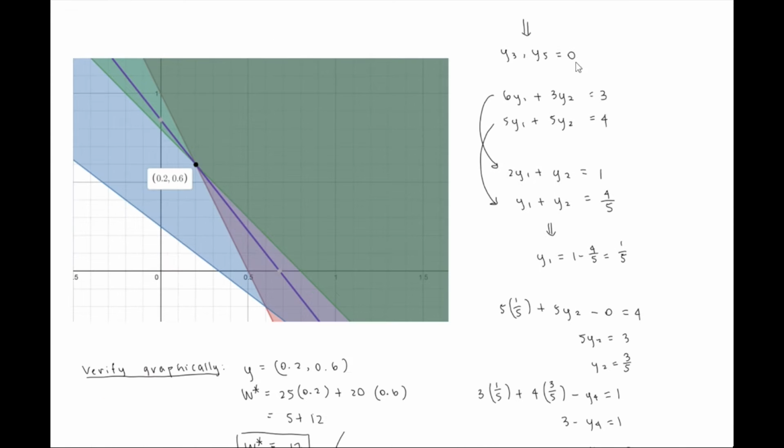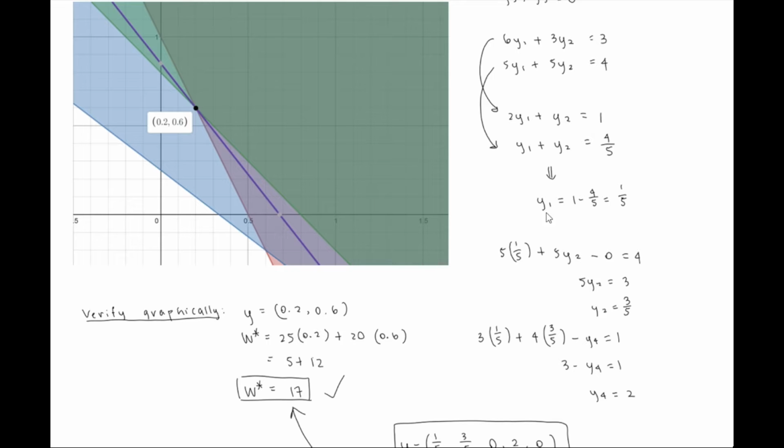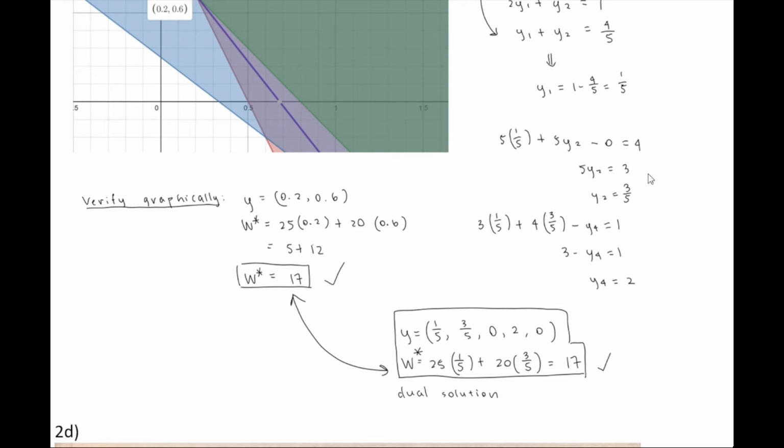So this is solving the system of equations, it's just showing the work, and we find that y1 is equal to 0.2, y2 is equal to 0.6, and y4 is equal to 2. Now we want to focus on y1 and y2 here, since they're the actual main variables in the dual problem. Now we plug them into the W objective function, and we find that W becomes 17.